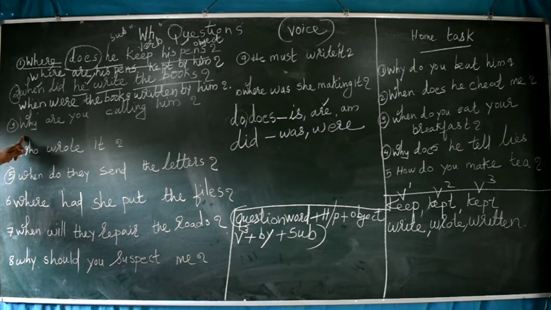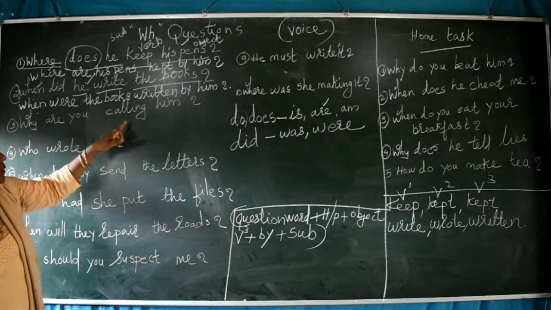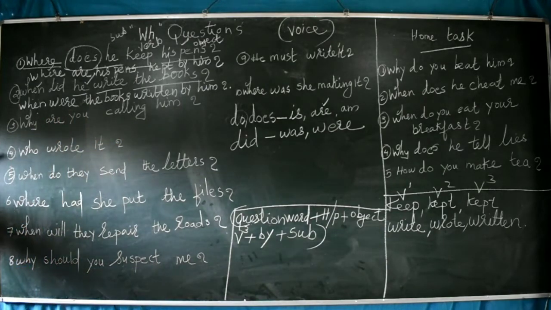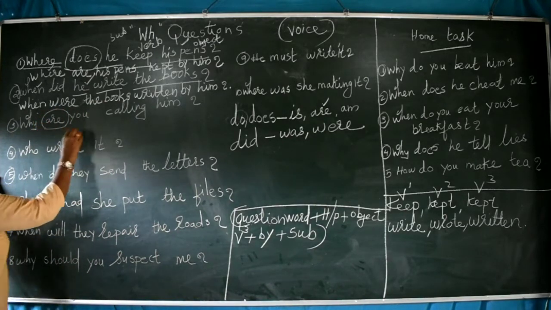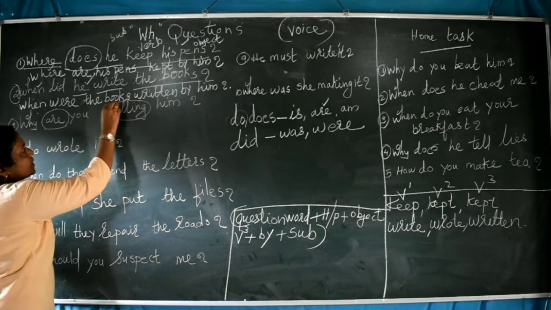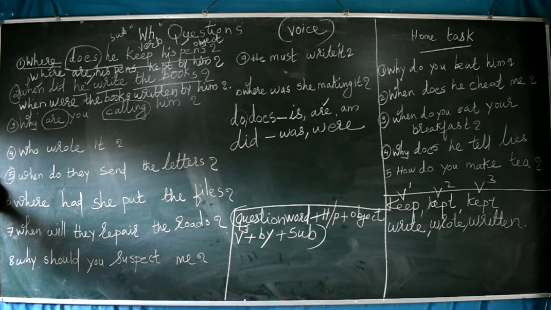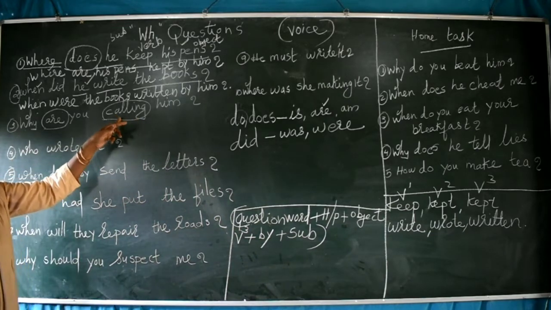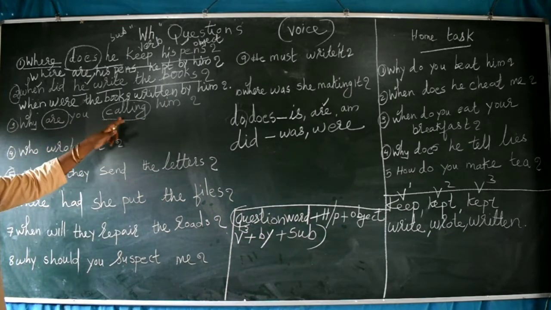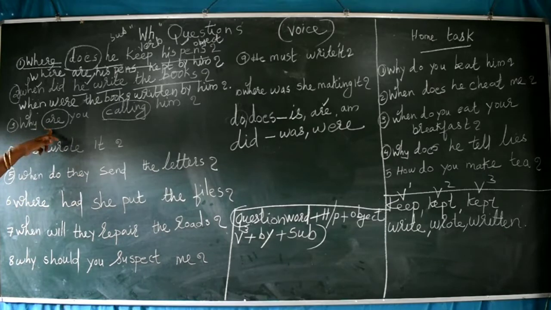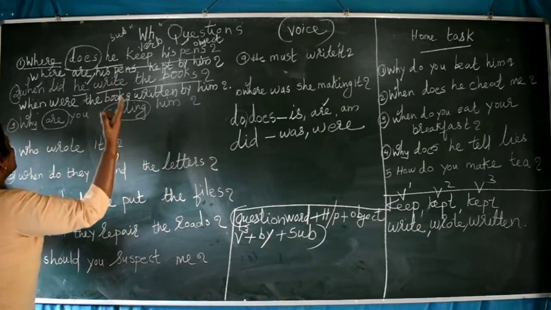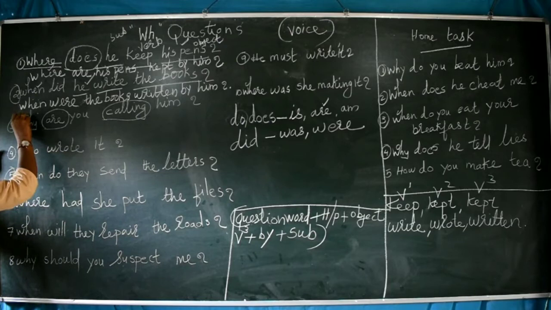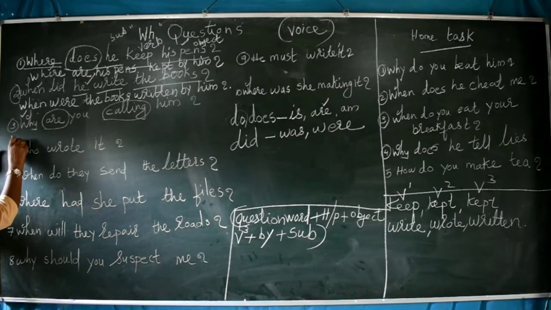Next, third question. Why are you calling him? Look here. By looking at this you will come to know it is a continuous tense, an action which is going on. Ing form of the verb in front of the main verb. If there is auxiliary is or was, then it is continuous tense. Why are you calling him? So, as usual, question word we will write. Why?